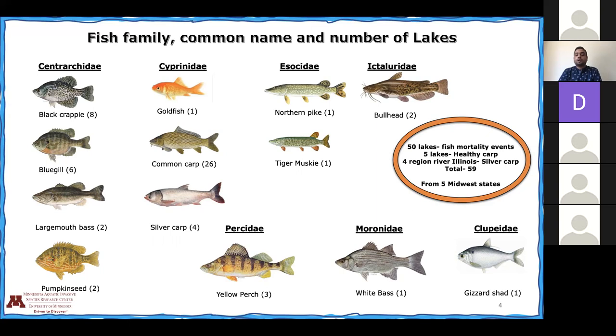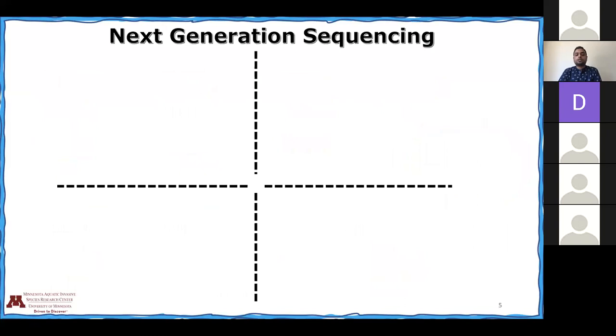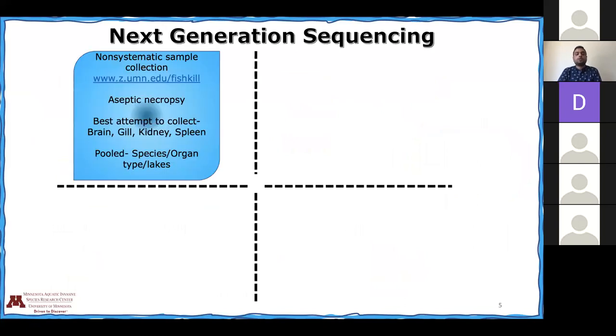So we collected healthy common carp from 5 different lakes, and we also included silver carp collected from the Illinois River. In total, we have 59 different geographical location samples, and all those samples represent 5 different Midwestern states of the United States: Minnesota, Wisconsin, Iowa, Pennsylvania, and Illinois. The majority of our samples belong to Minnesota, and all are from naturally occurring fish mortality events. All these samples we proceeded to next generation sequencing. The first step of next generation sequencing was sample collection.